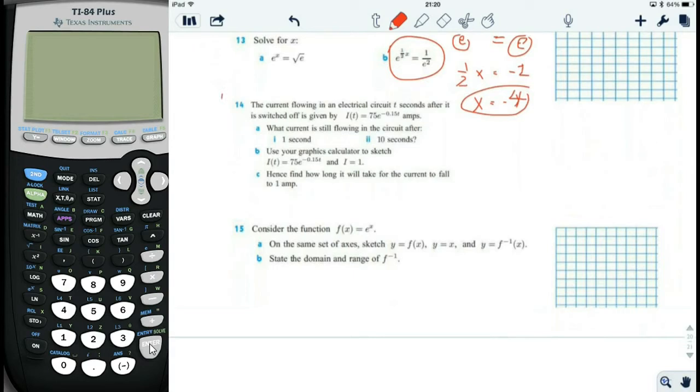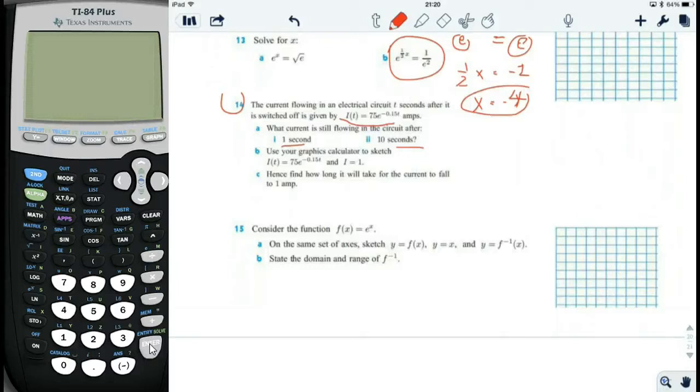Shall we do this one, 14? The current flowing in the electrical circuit t seconds after it is switched off is given by I equals 75 times e to the negative 0.15 t. What is the current still flowing in the circuit after 1 second, after 10 seconds?